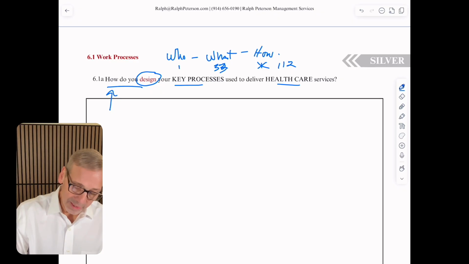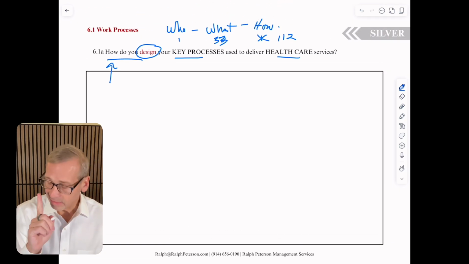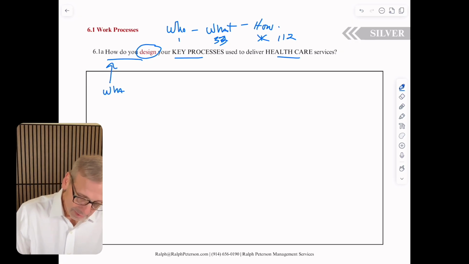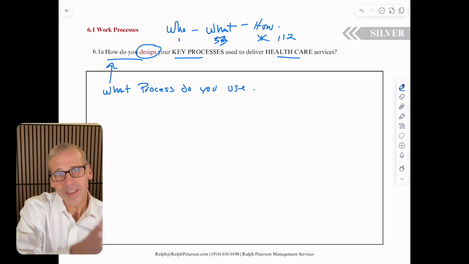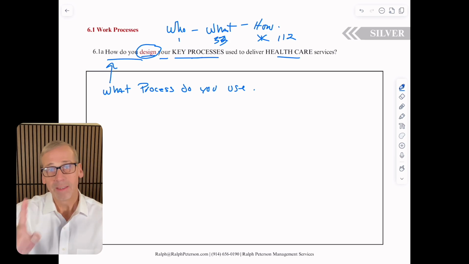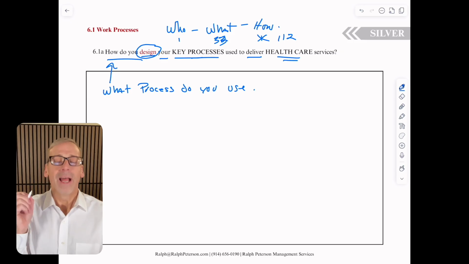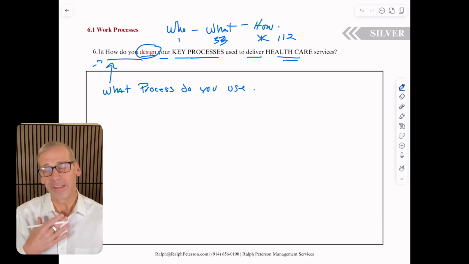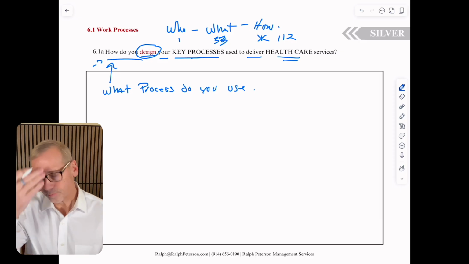And when we ask you how, every time, this is a major tip, every time we ask you how, we are asking you, what process do you use? What process do you use to design your key processes that you use to deliver your healthcare services? That is the question. Every time you see the word how, it is what process. And by what process? This is what we should be doing. This is what I should be able to do.